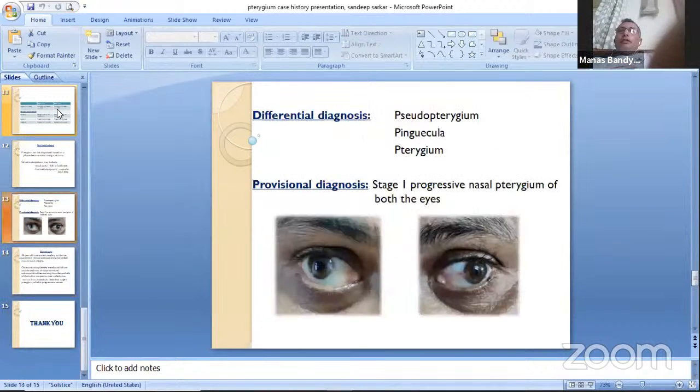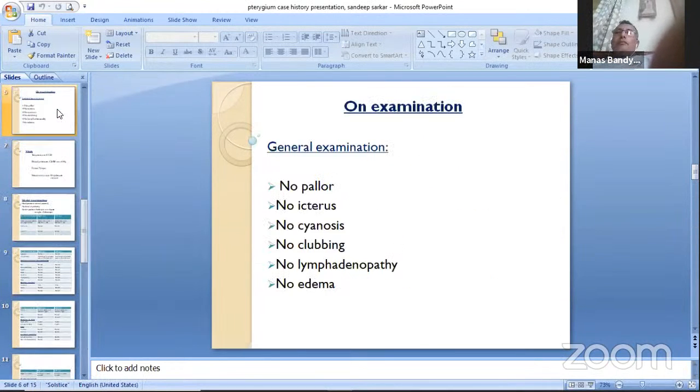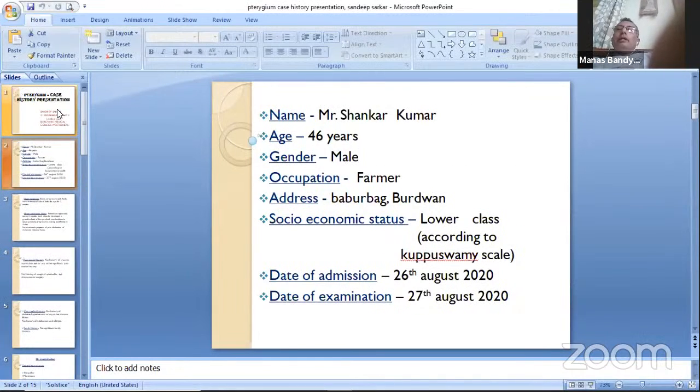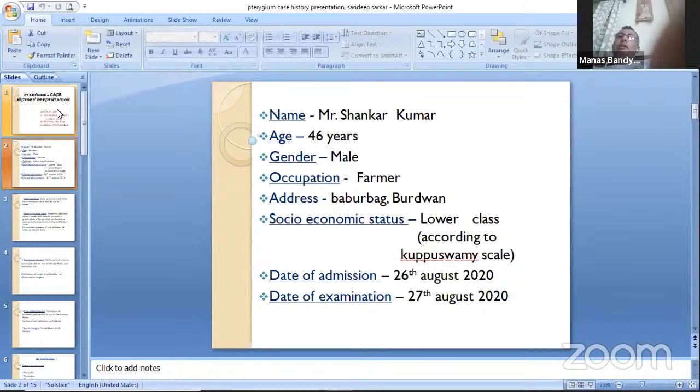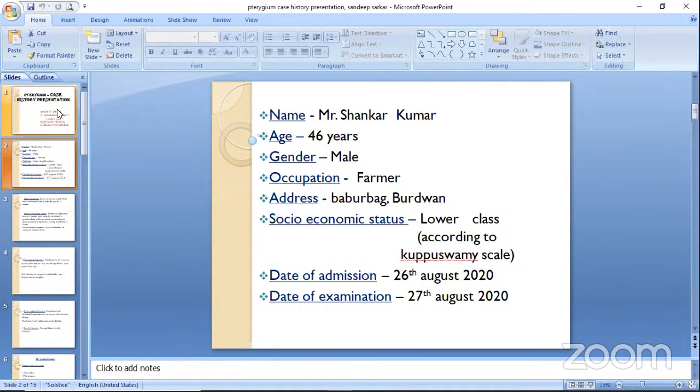Okay, thank you very much. Could you please go back to the beginning of the slide. Do you think the occupation of the farmer has any bearing on the case? Does it have any bearing on the diagnosis? Yes, sir. As he's a farmer, he will spend most of his time outside, so he will be exposed to more sunlight as well as dry wind and dust, which will lead to the happening of the pterygium.